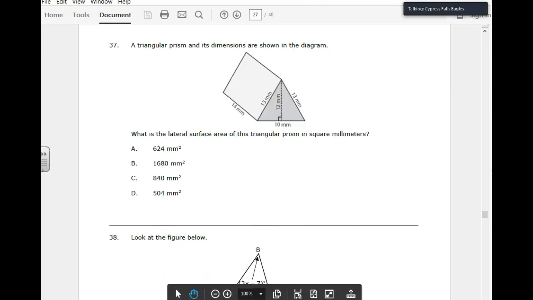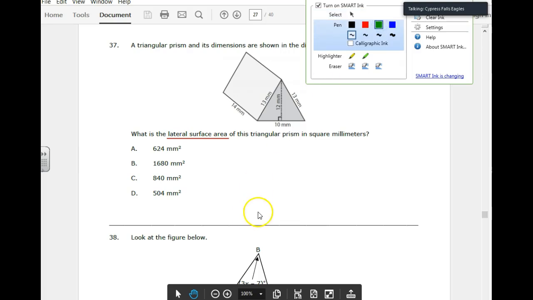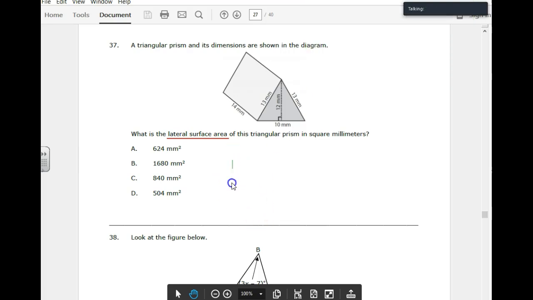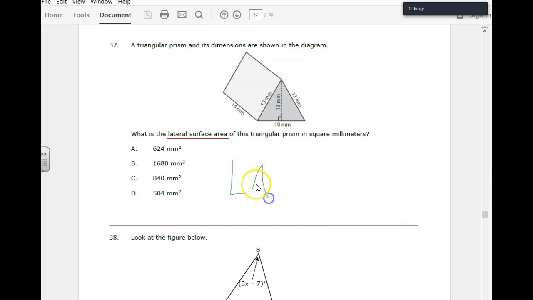All right, a triangular prism and its dimensions are shown. What is the LA? We're about to study this. This is our next unit, actually. What is the lateral surface area? Well, it's actually the next unit because we're going to do 2D and then 3D. So you're not required to memorize this formula ever. You're never required to memorize this. So you go and find it in the formula chart.